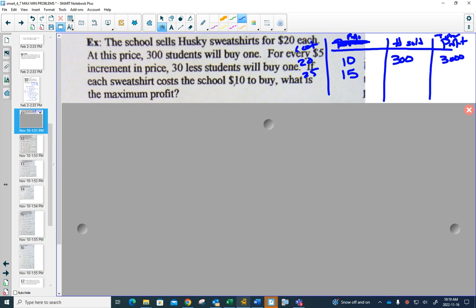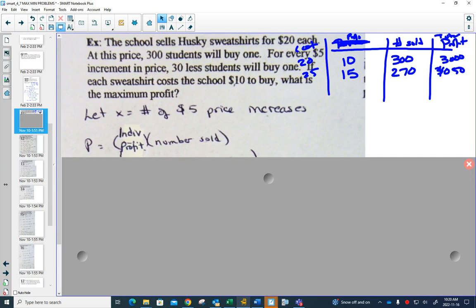This is total profit. Their profit on one is $15, and then they would only sell 270. 15 times 270 is 4,050. Thank you. You make more, so that's better. So it seems like, okay, we should increase the price to $25. So what we have to do, just like before, start off by using words. My profit is the individual profit times the number sold.